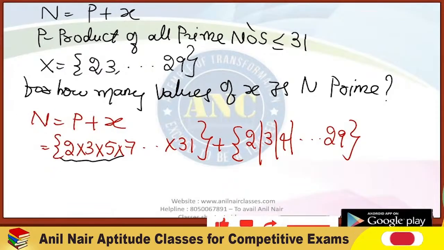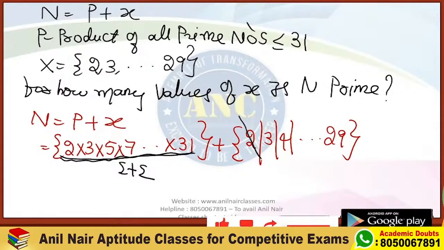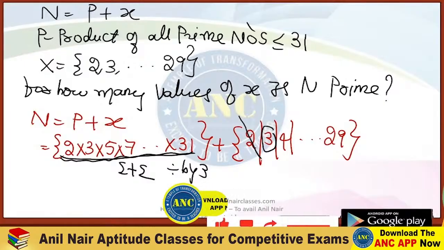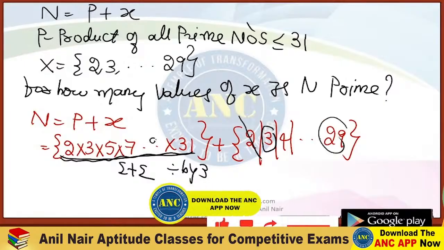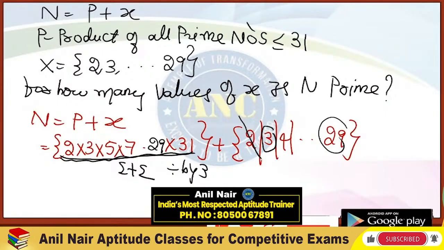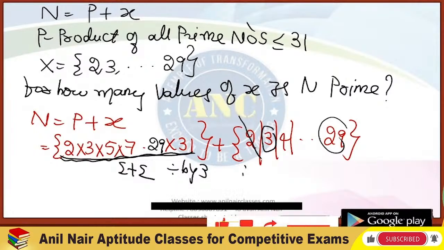See here, P is divisible by 2, and 2 is divisible by 2. Even plus even is an even number. Any even number other than 2 cannot be a prime number. P is divisible by 3, and 3 is divisible by 3, so the answer will be divisible by 3. Next, 4 is an even number, so the answer will be divisible by an even number. Here also 29 is present, P is divisible by 29 and 29 is again divisible by 29.